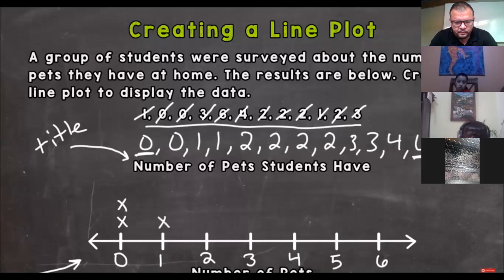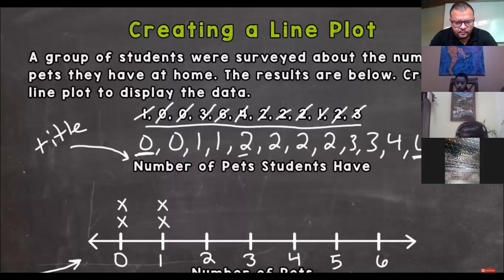See how I'm starting off my X evenly with the first X from 0? So they are both the same height, right? Because 0 and 1 both have 2 students that have either 0 or 1 pet at home, so they should be about the same size, which they are. How many students have 2 pets?